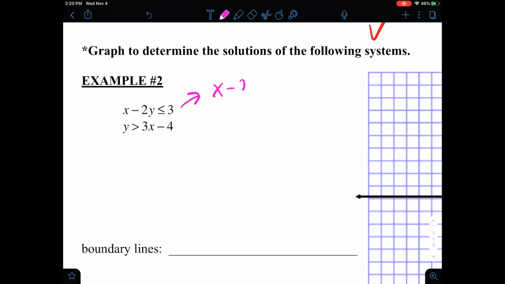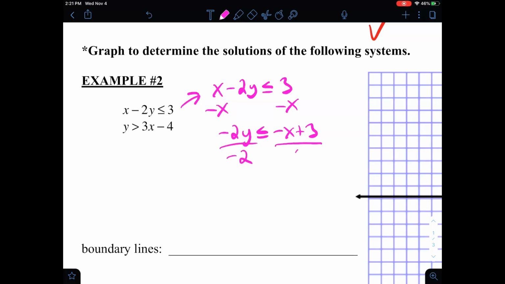So we have x minus 2y is less than or equal to 3. Now we need to solve for y, get y by itself. How do we do that? What's the first step? We need to subtract x. We get negative 2y is less than or equal to negative x plus 3. Put the x in front when you're solving this because it's y equals mx plus b. Last step to solve for y is to divide by negative 2.